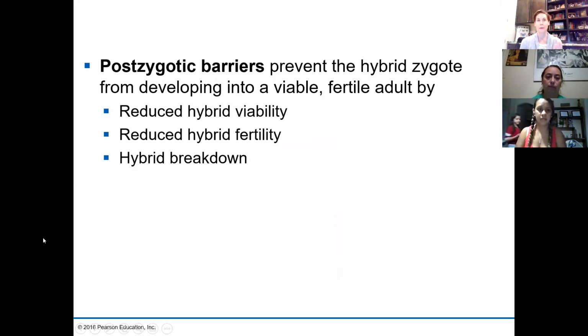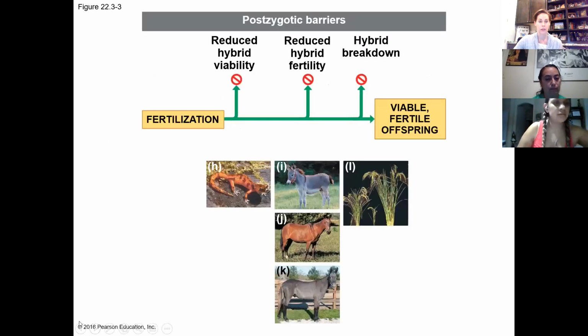Post-zygotic barriers happen after mating has occurred. So they are able to mate, they are able to fertilize the egg, but the resulting hybrid's viability is low, so it's not able to live very long or to make it to the point where it can reproduce. The hybrid is infertile, or it has very reduced fertility, or the hybrid just starts to decay and break down. It never really makes it.